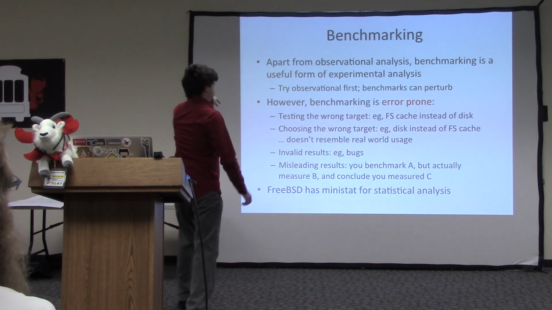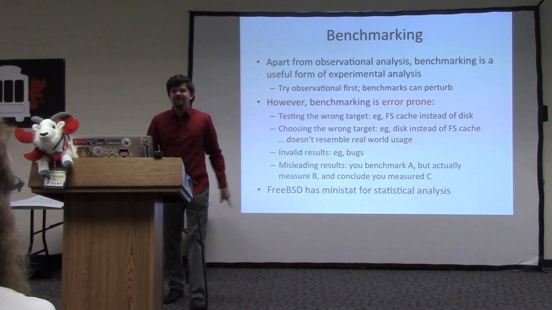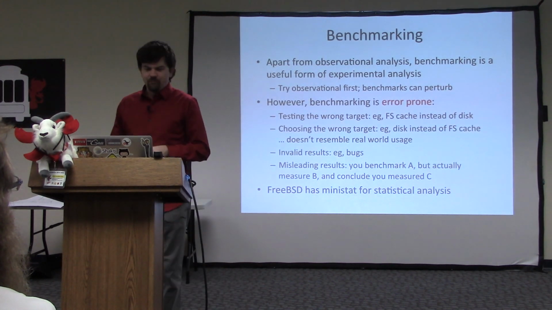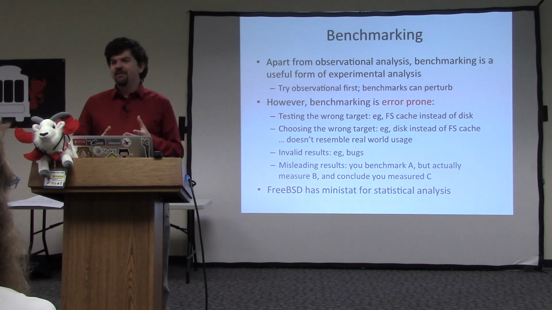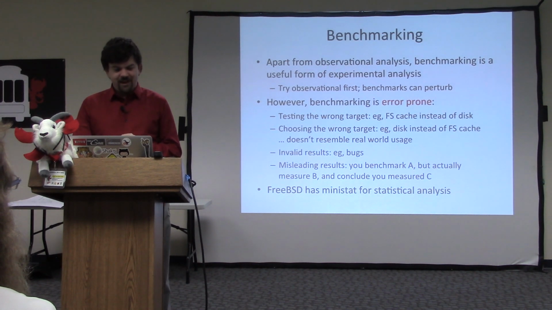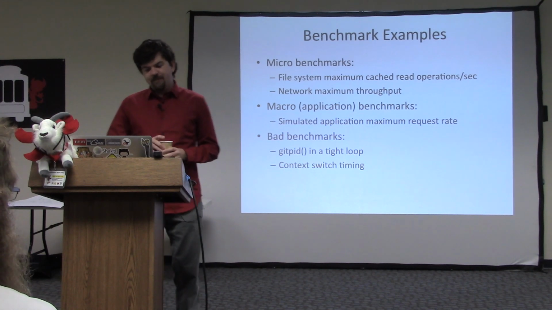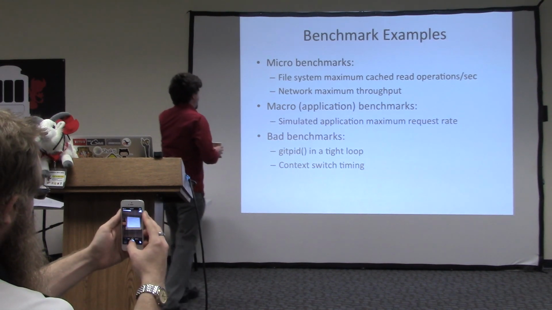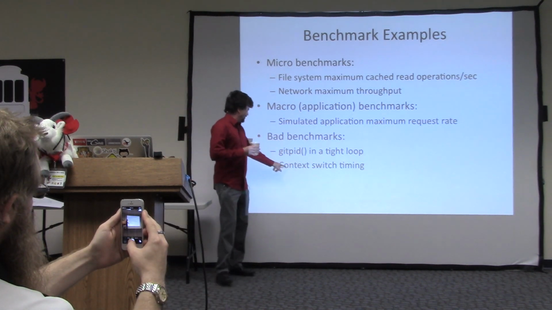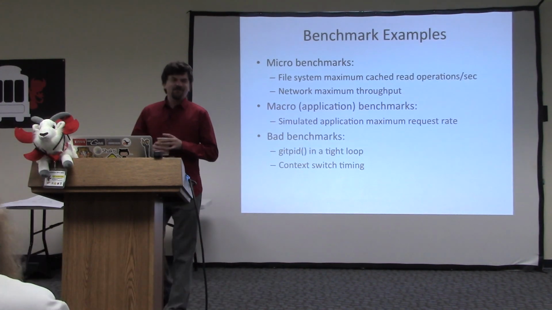FreeBSD has ministat you can use as well, actually, to do statistical analysis. So you can take benchmarks and get some statistical faith in whether they have too much variance or whether they seem accurate. Benchmark examples. Some bad benchmarks include getpid in a tight loop or context switch tuning, which we had mentioned yesterday.